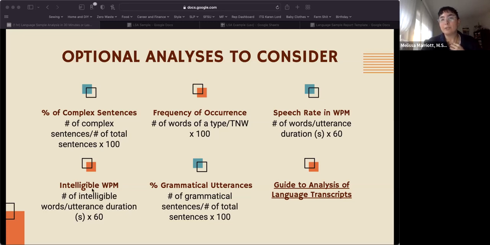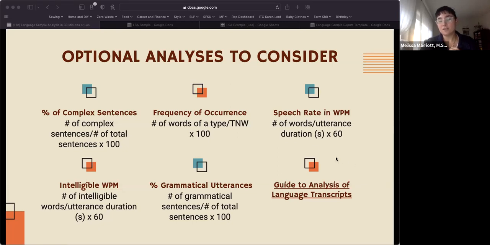Speech rate in words per minute and intelligible words per minute, those two measures together are a very, very reliable differential diagnosis for students with very mild dysarthria versus typical motor speech. And then percent grammatical utterances we talked about already. So all of this up until this point has been primarily syntax and semantics. We haven't really gone too much into the different pragmatic analyses that you can consider doing.